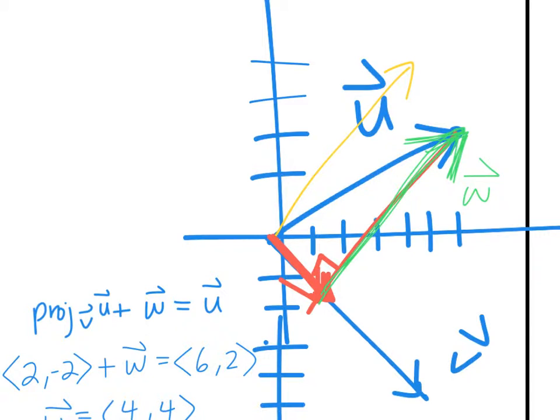So vectors are kind of strange. It doesn't matter where they are in space. As long as they have the same length and same direction, they're the same vector. So we can see that they are the same, which means our calculation is correct. The projection vector plus this orthogonal vector is equal to the U vector.